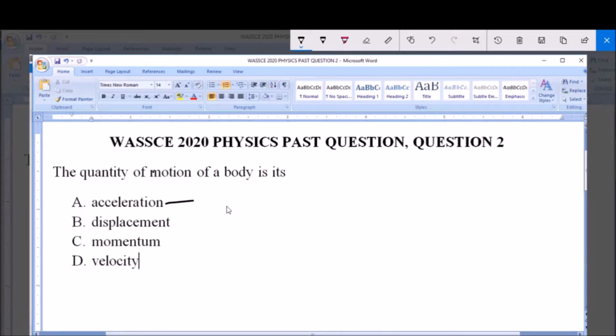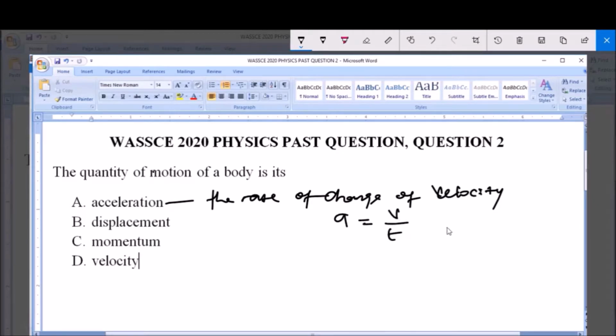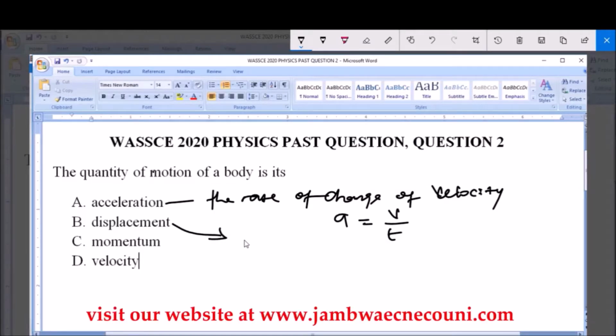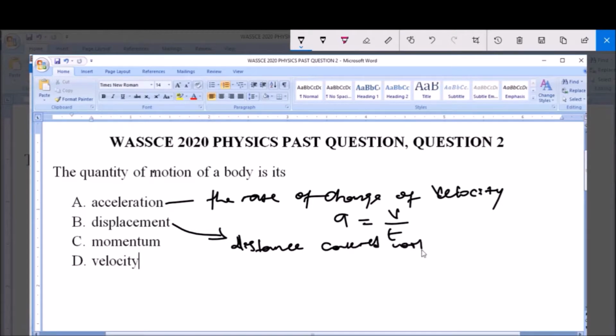A says acceleration. Acceleration is simply defined as the rate of change of velocity; that is, acceleration a is velocity over time. Now B says displacement. Displacement is simply the distance covered with specified direction. Displacement is similar to distance, but the only difference is that displacement is a vector quantity, while distance is a scalar quantity. And so displacement has to do with direction.